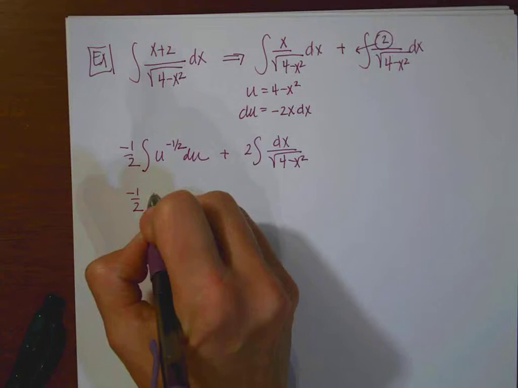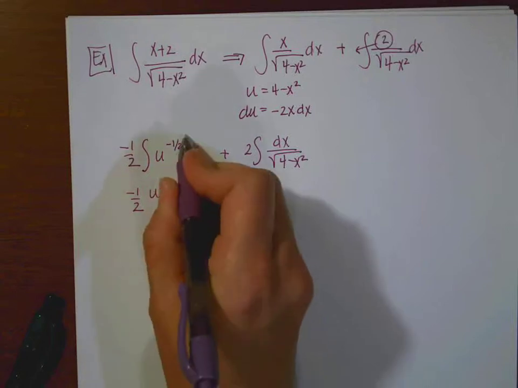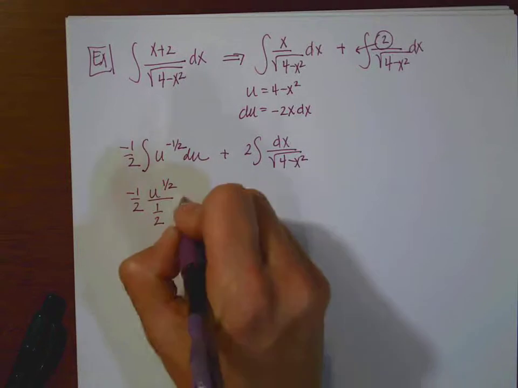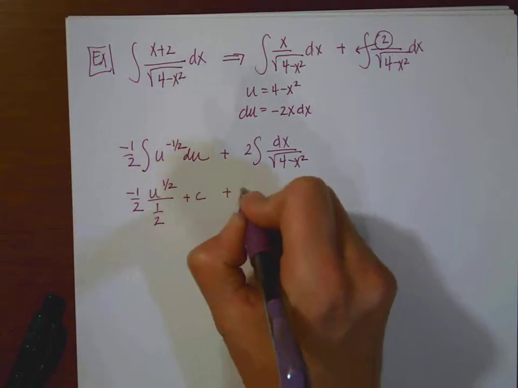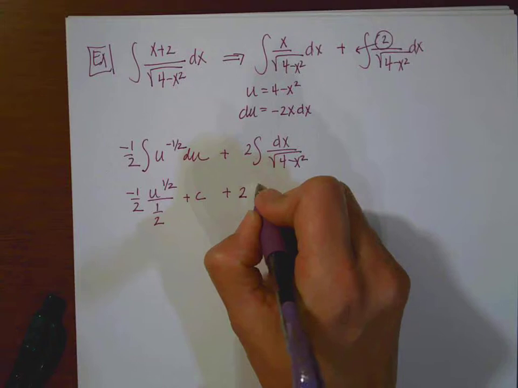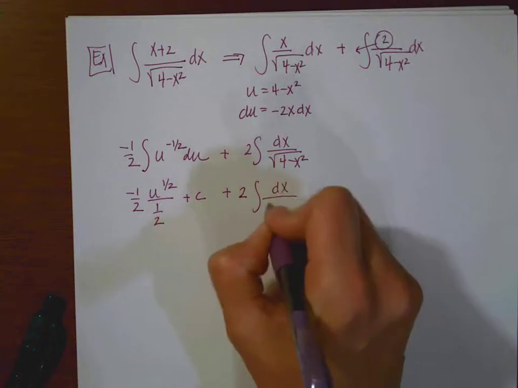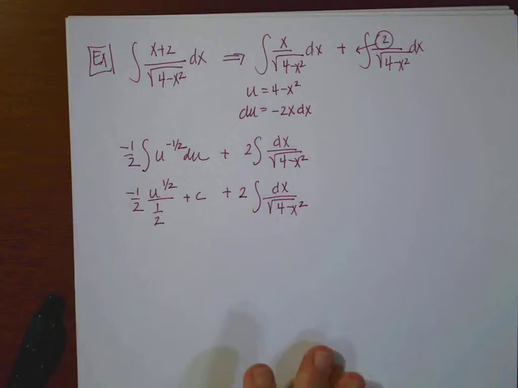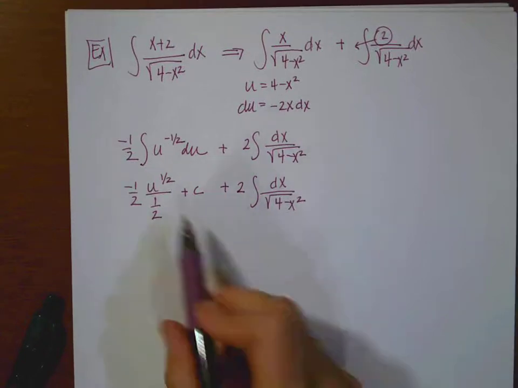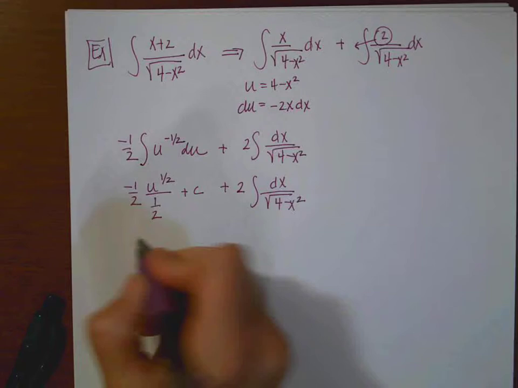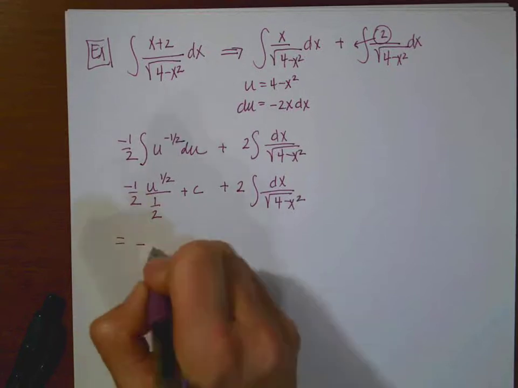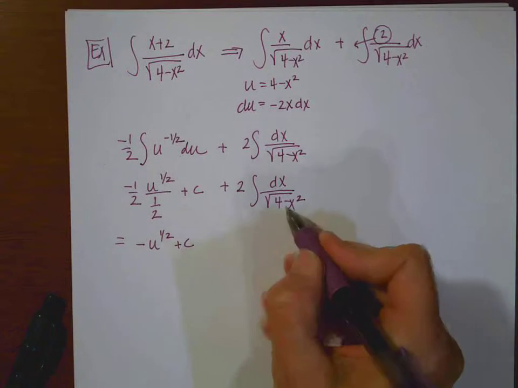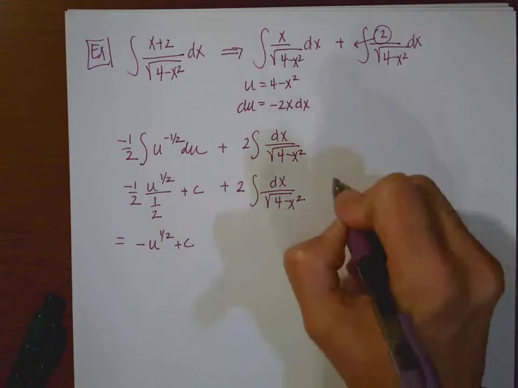Well, if I integrate this, this is a negative 1/2 times u, add 1, plus 2 over 2 to the 1/2, and then divide by 1/2, plus c, and I still haven't managed him yet, okay? So I'm just going to write him down, over 4 minus x squared, okay? So then if I manage this math, the 2's cancel, so this is going to end up being a negative u to the 1/2 plus c.